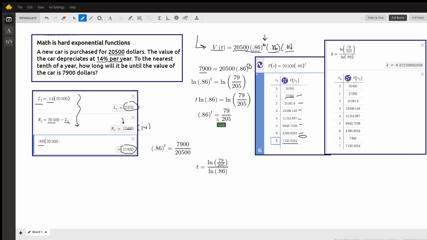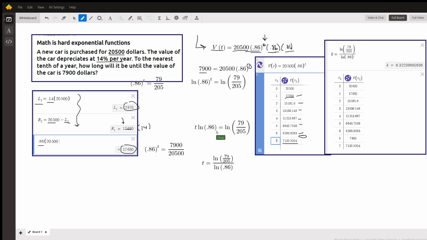Divide both sides by, here I just reduced this. Let me get rid of that. So 0.86t equals, wow, I got that all messed up. Natural log of 79 over 205 divided by the natural log of 0.86. Let's see if I can get these in the right order.